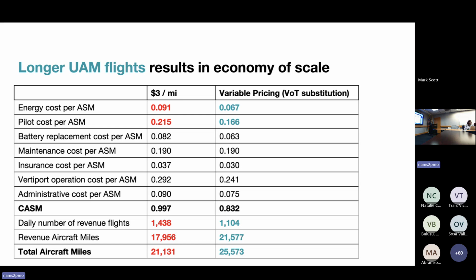So two questions. In the previous one, you said the number of passengers went down and the number of flights went down, but your revenue increased because you were charging a lot more. I'm charging a lot more and I'm flying in these longer markets. My aircraft miles have gone up. And you're saying the battery replacement cost is lower with a higher number of takeoffs and landings. Your battery replacement cost should actually go up per available seat mile.